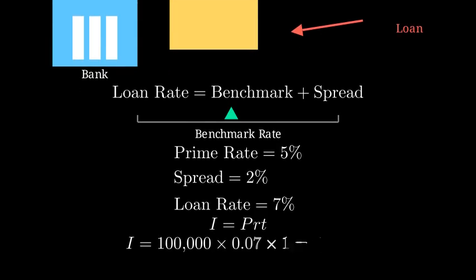Now we plug in the numbers. The principal is $100,000. The rate is 0.07, and the time is 1 year. The interest equals 100,000 times 0.07 times 1, which equals $7,000.